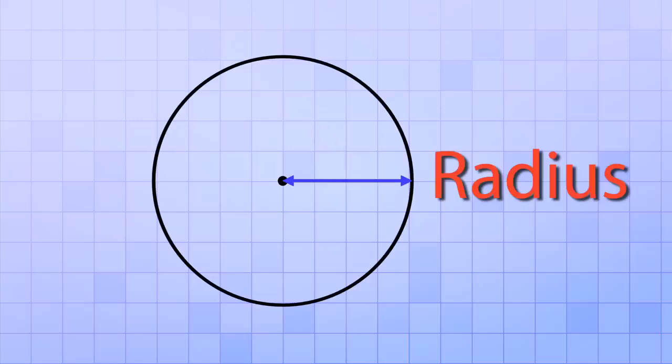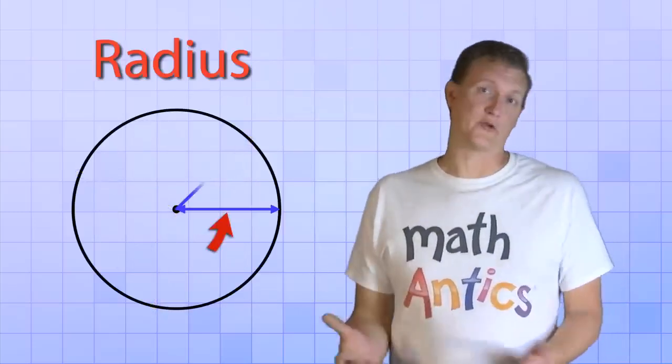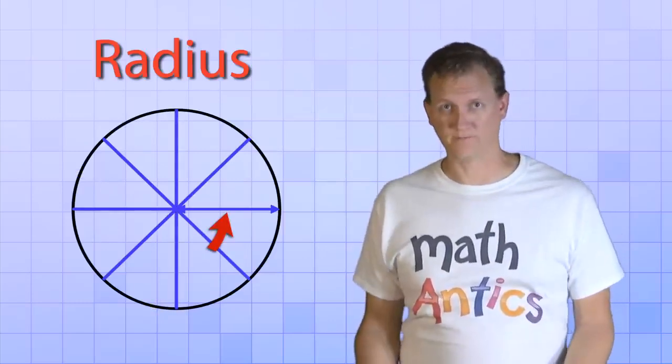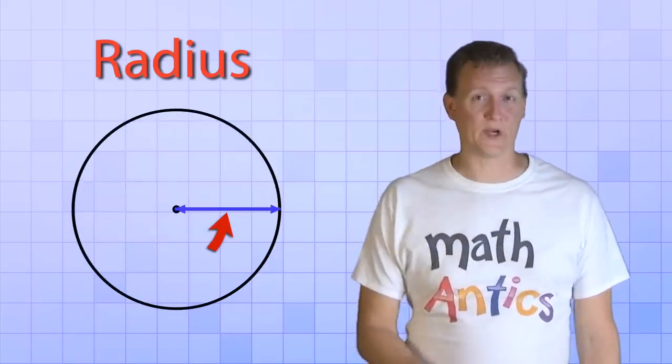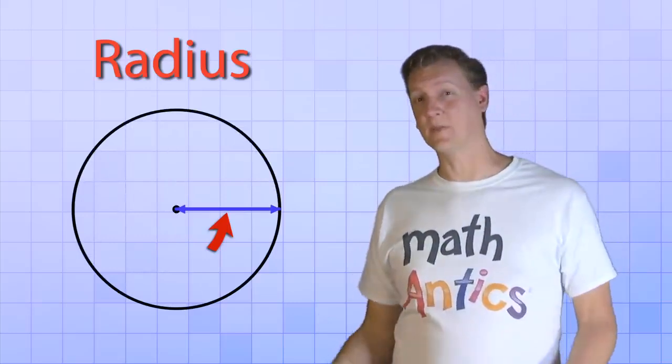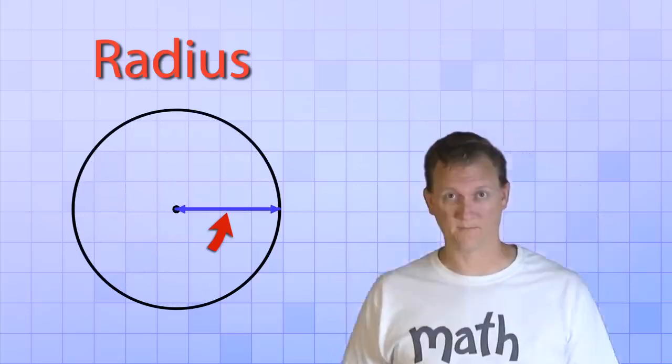The radius is important because it's the distance from the center of a circle to any other point on the perimeter of that circle. And even though a circle only has one radius dimension, you can draw as many radius lines as you want to. Usually you'll only see one radius line drawn since it's the same length no matter where you draw it.